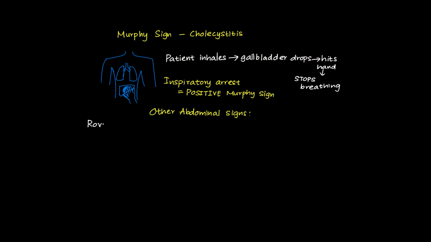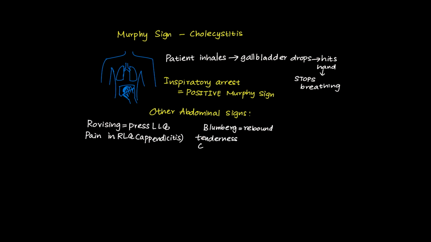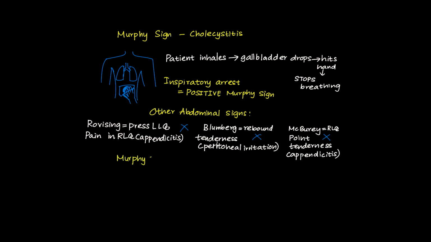The wrong options test other abdominal signs. Rovsing sign is for appendicitis. You press the left lower quadrant, and pain is felt in the right lower quadrant. Blumberg sign is rebound tenderness. You push slowly on the abdomen, then quickly release, and pain on release signals peritoneal irritation. McBurney sign is point tenderness at the McBurney point in the right lower quadrant, also for appendicitis. All three are right lower quadrant signs. Murphy is the right upper quadrant gallbladder sign.